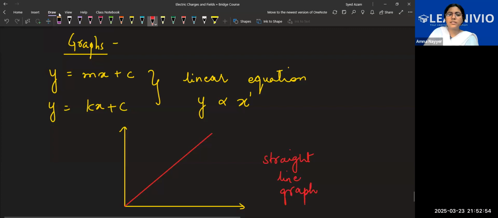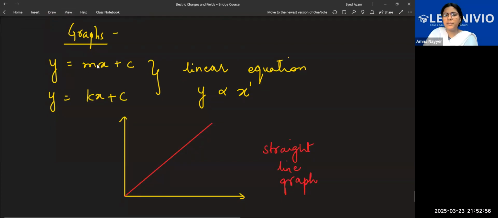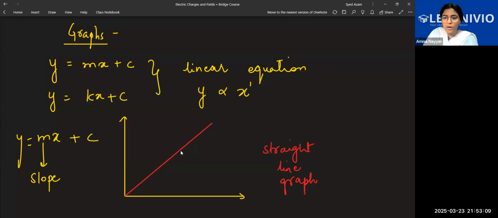Okay, this is the equation. Basically, when you have the equation y is equal to kx plus c, or mx plus c, by m we mean the slope of the graph. And remember, the slope of the graph is given by tan theta. This must be some angle subtending. So slope is always given by tan theta in the graph.